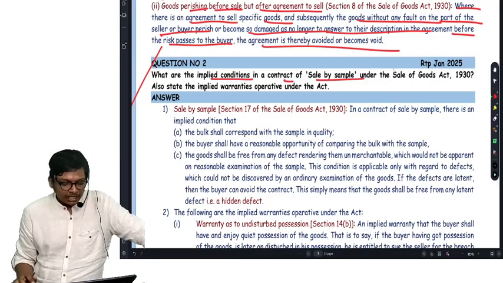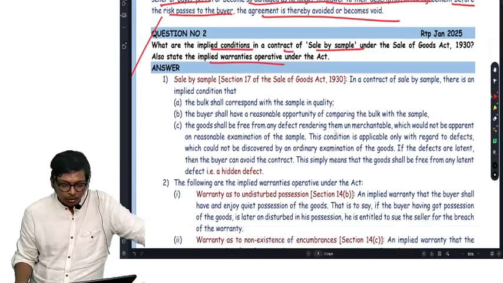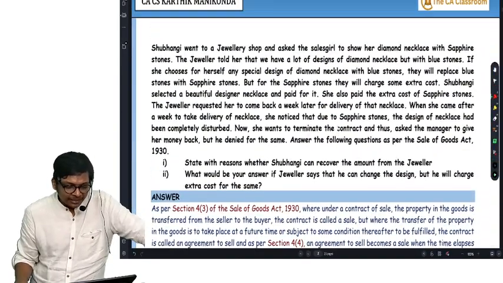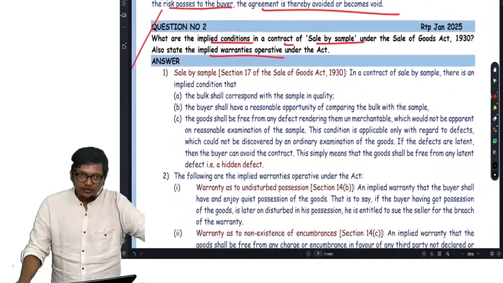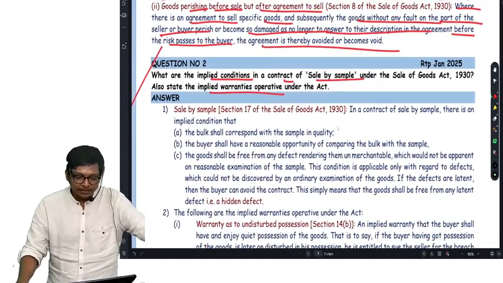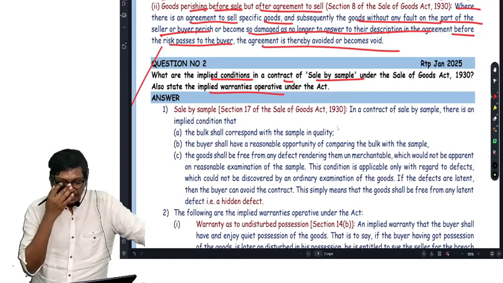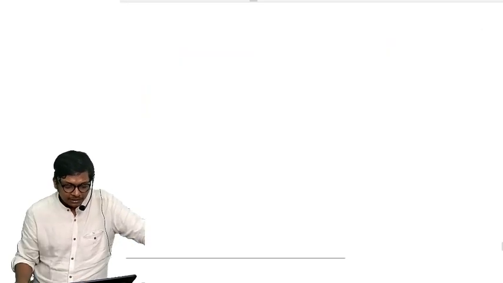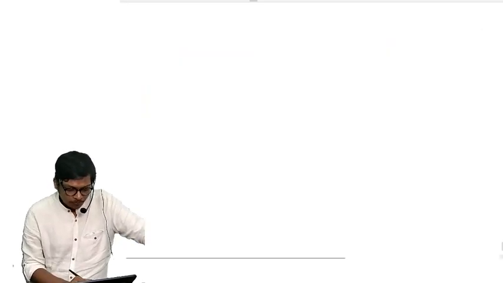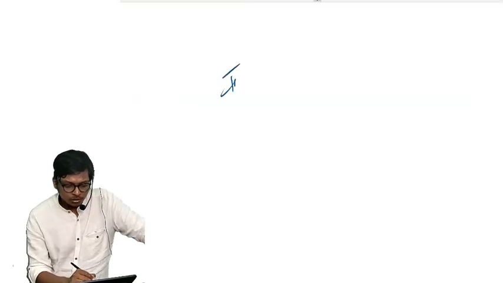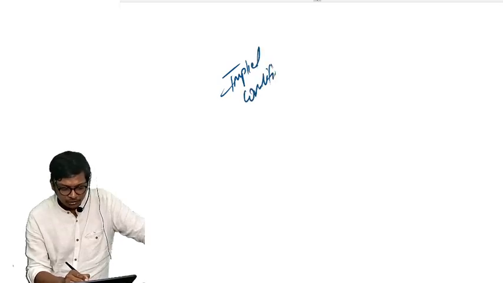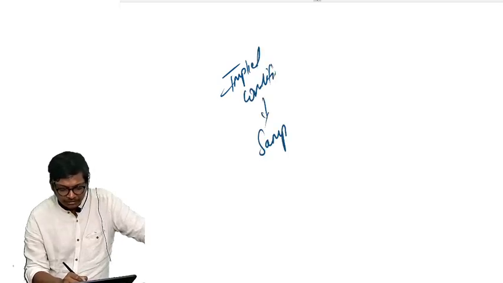Next, what are the implied conditions in a contract of sale by sample? Very simple. And also state the implied warranties. I think because it's an RTP question, they have put the questions over here. RTP Jan 25, I asked to put all the latest RTPs. They're asking two concepts here: implied condition and implied warranty. Under implied condition, the first one is sale by sample.